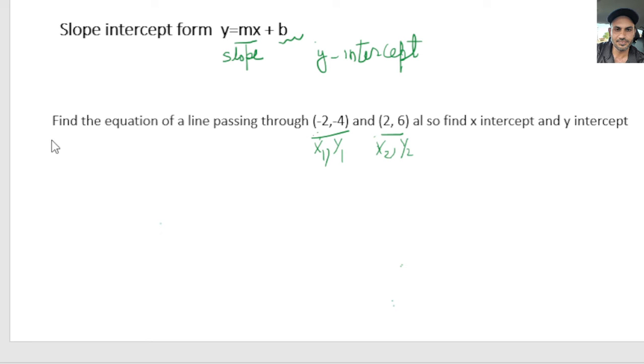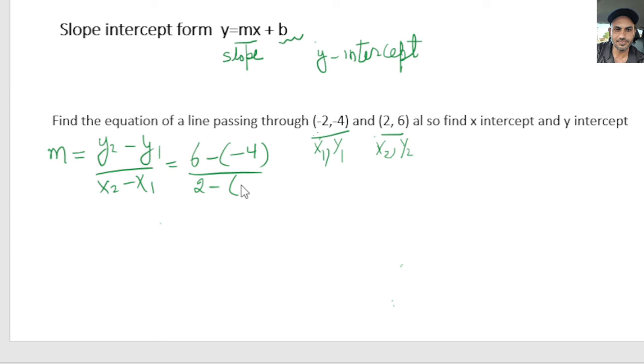So now we go ahead and calculate the slope, where m equals y sub 2 minus y sub 1 over x sub 2 minus x sub 1. And then we just plug in. Y sub 2 is 6 minus y sub 1, which is negative 4, over x sub 2, which is 2, minus x sub 1, which is negative 2.